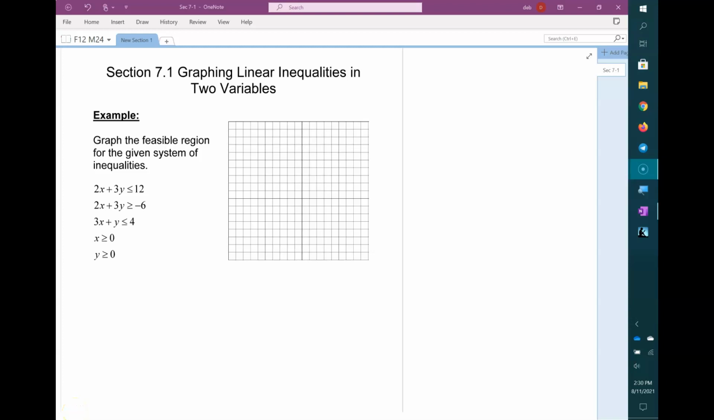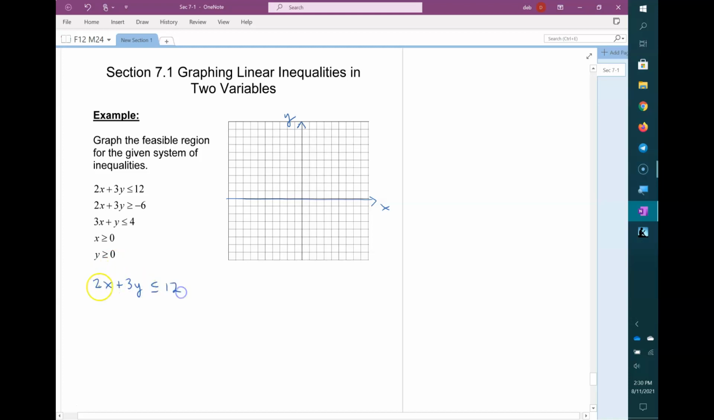Okay, so let's go ahead and indicate our X and Y axes here. It's not always easy to tell the way my grids come through. So I'm going to graph the feasible region for this entire system of inequalities.